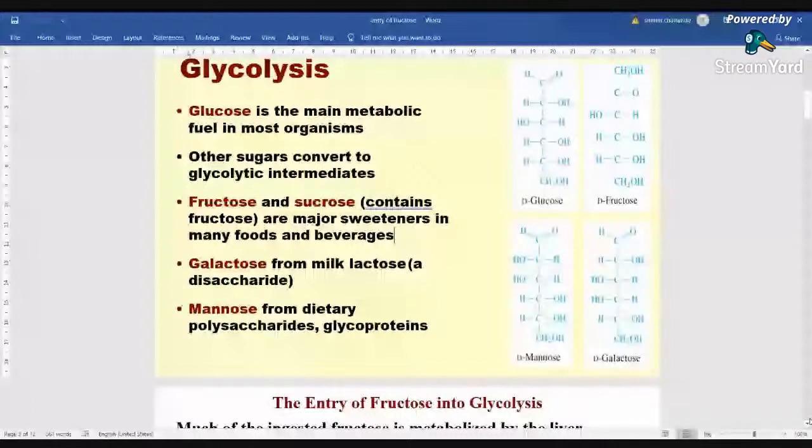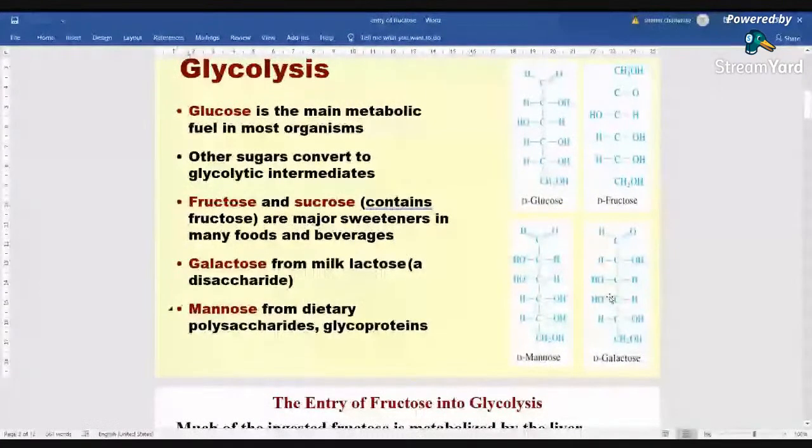Now we have to see the structure of glucose. What is the difference between the structure of glucose and the structures of fructose, mannose and galactose? In the case of fructose, we have the aldehyde group in glucose, while in fructose we have the alcoholic group. In the case of mannose, again we have the aldehyde group here, and an OH group here, which is not present in glucose.